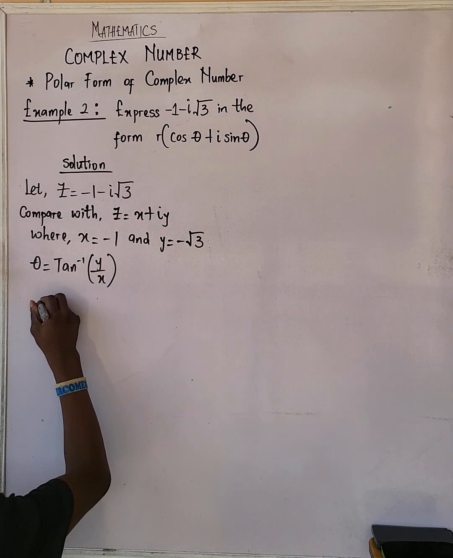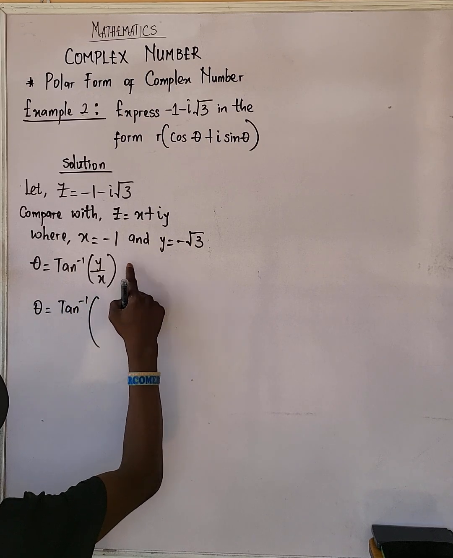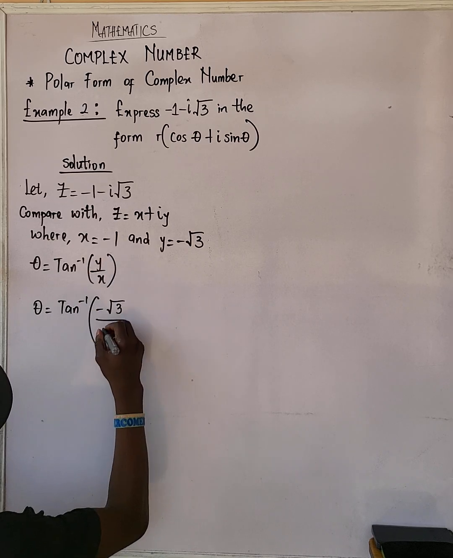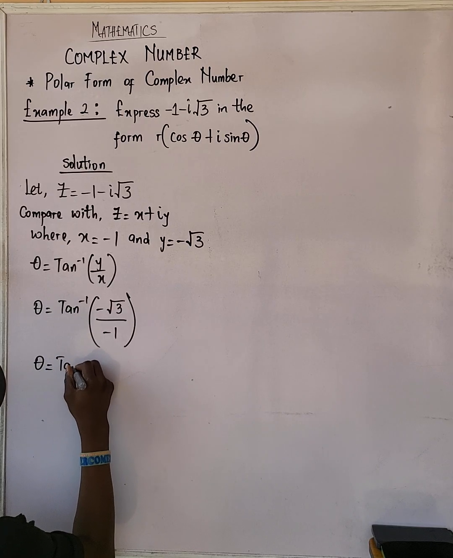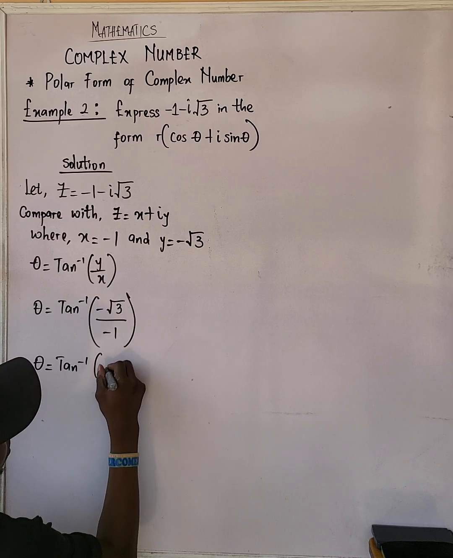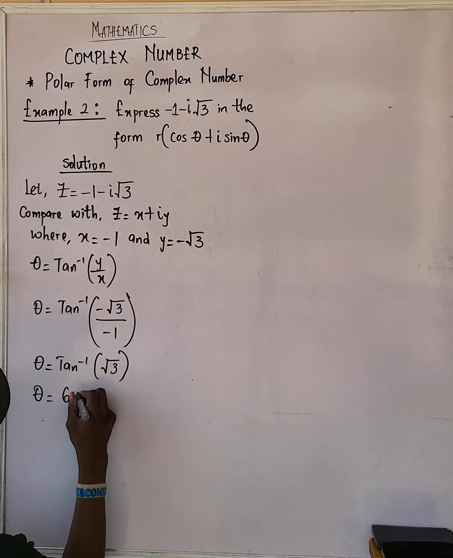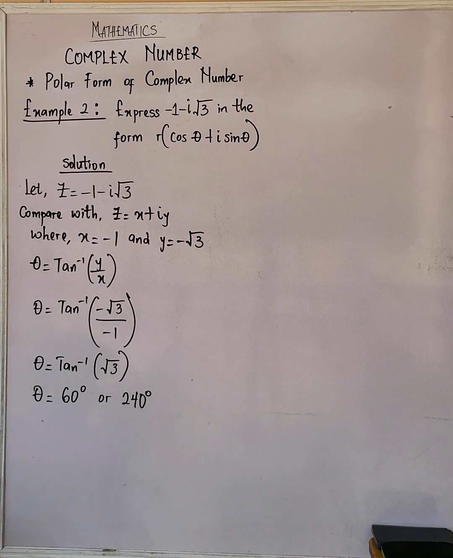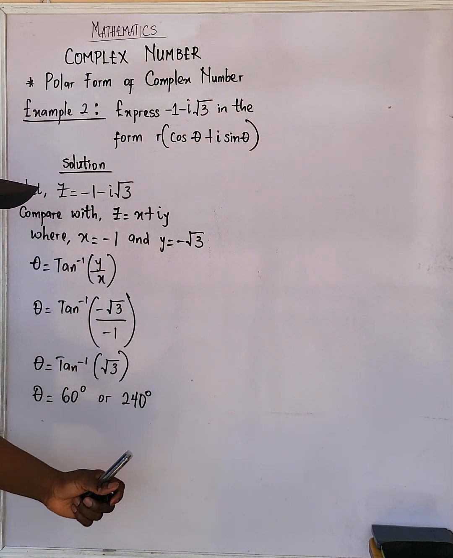Now, that will give us theta equals tan inverse of, what is our y? Our y is minus square root of 3. Then over our x, which is -1. So what are we going to have? That will be theta equals tan inverse of, minus will cancel minus. Root 3 divided by 1 will give us square root of 3. Now, when you press tan inverse of square root of 3, it will give you what? That will be 60 degrees or 240 degrees, right?